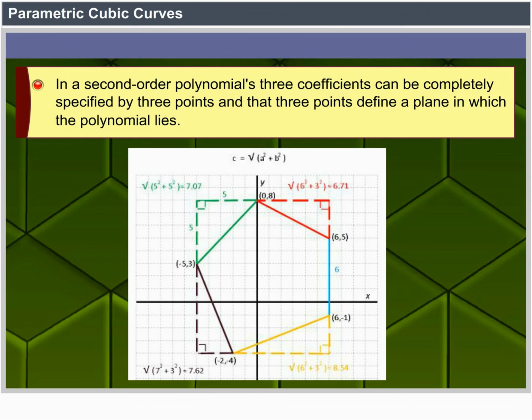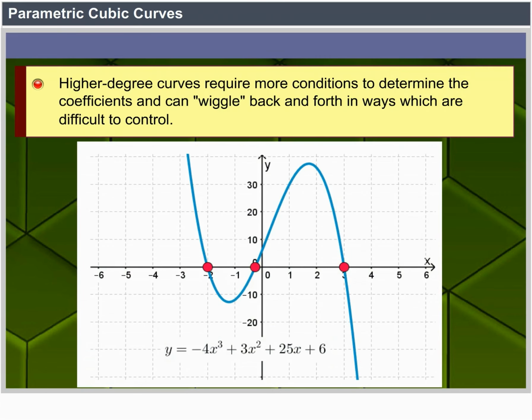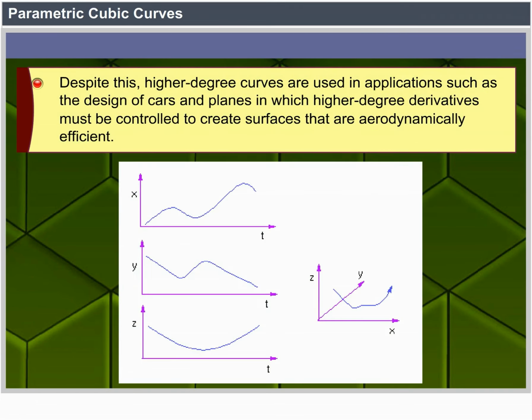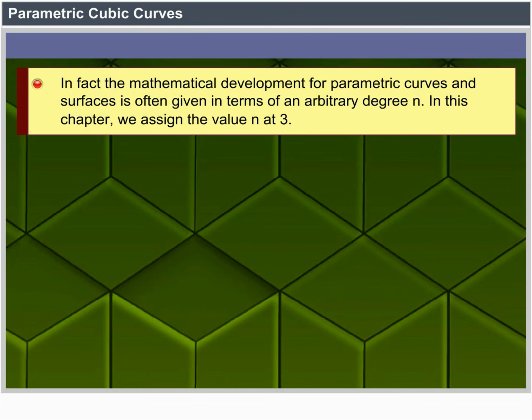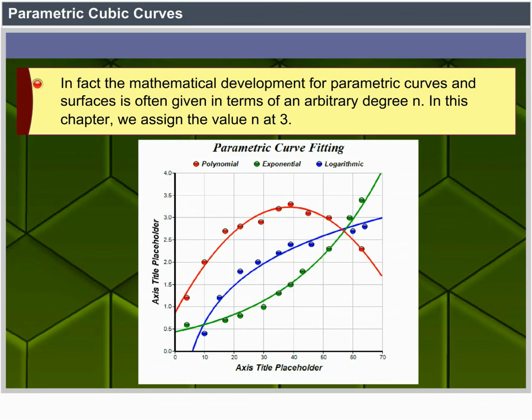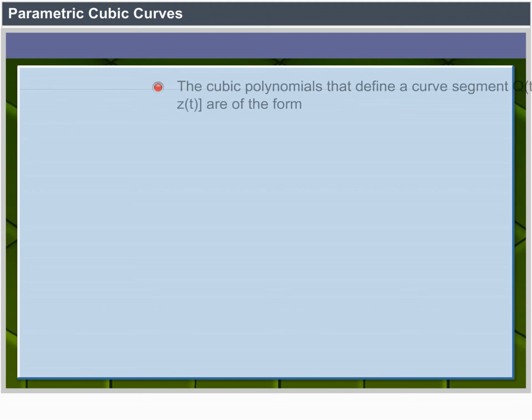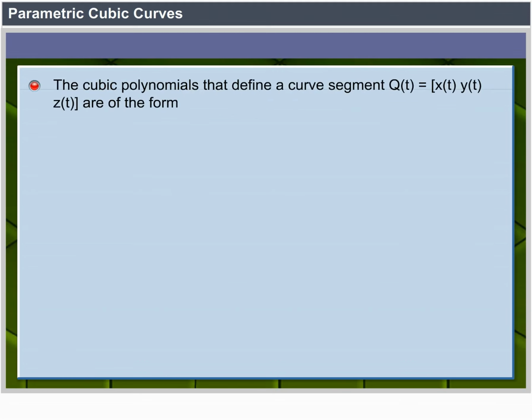Higher degree curves require more conditions to determine the coefficients and can wiggle back and forth in ways that are difficult to control. Despite this, higher degree curves are used in applications such as the design of cars and planes, in which higher degree derivatives must be controlled to create surfaces that are aerodynamically efficient. In fact, the mathematical development for parametric curves and surfaces is often given in terms of an arbitrary degree n. In this chapter, we fix n at 3. The cubic polynomials that define a curve segment q of t equals x of t, y of t, z of t are of the form shown below.